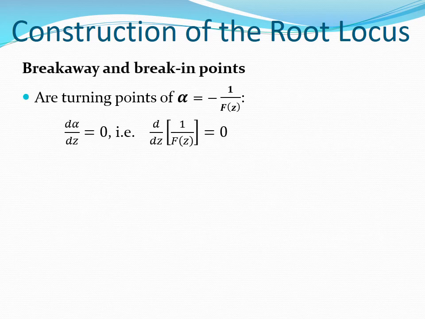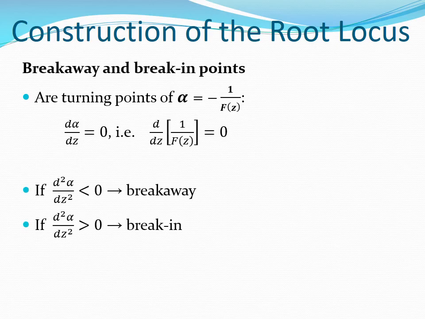The next step is to obtain the breakaway and the break-in points. Express the root locus problem in the form alpha equals minus 1 over F(z). The breakaway and break-in points are the turning points of alpha. Obtain these points by setting d alpha by dz equal to 0.